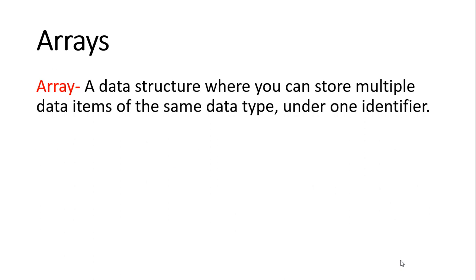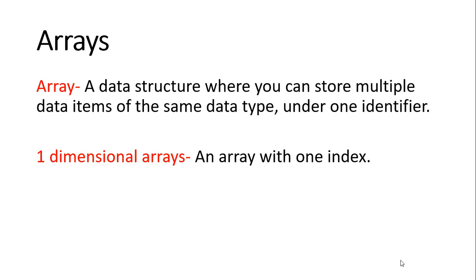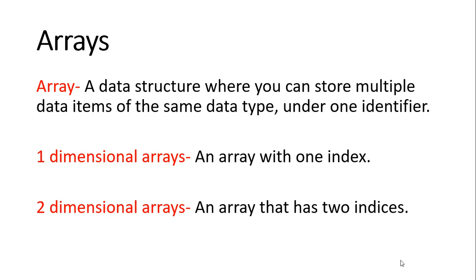There are two types of arrays. There are one-dimensional arrays, 1D arrays, and this is just an array that only has one index. Then there's two-dimensional arrays, and this is an array that has two indices. So let's have a look at some examples in Python of arrays.